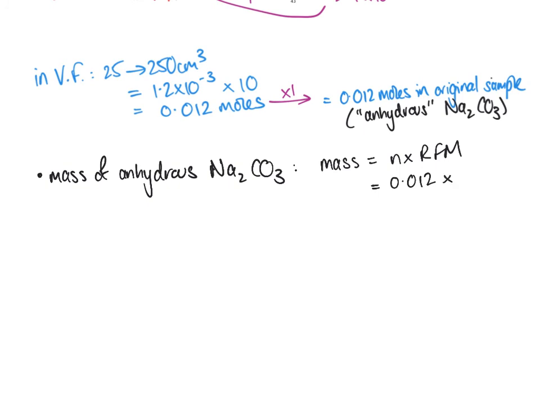And the RFM of sodium carbonate you can work out is 106. Put that into your calculator and you get 1.272 grams. So that's the mass of the anhydrous salt within your hydrated salt. What I then need to work out is my mass of water, because remember my ultimate goal is to do my ratio of moles of anhydrous to moles of water, just as you would have done in your previous way of working out degree of hydration earlier on in Unit 1.